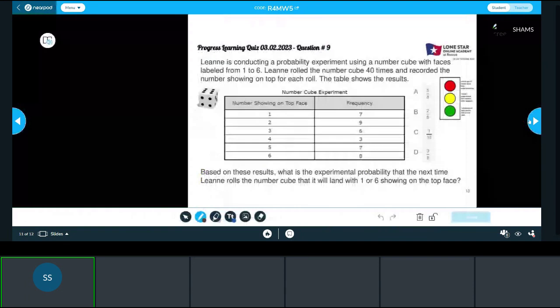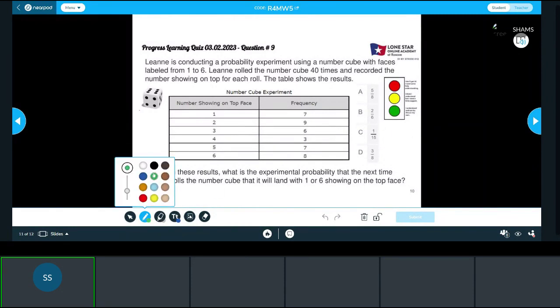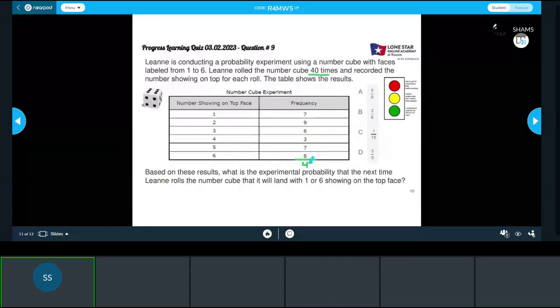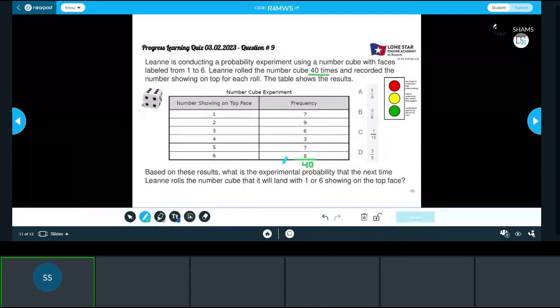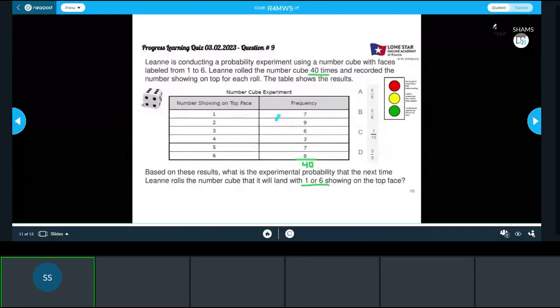Dean is conducting a probability experiment using a number cube with faces labeled from 1 to 6. Dean rolled the number cube 40 times and recorded the number showing on top for each roll. The table shows the results. So remember, they gave us the total over here again, and we will not ignore that. She rolls the number cube 40 times. Based on the results, what is the experimental probability that the next time Dean rolls the number cube, it will land on 1 or 6, showing on the top face?